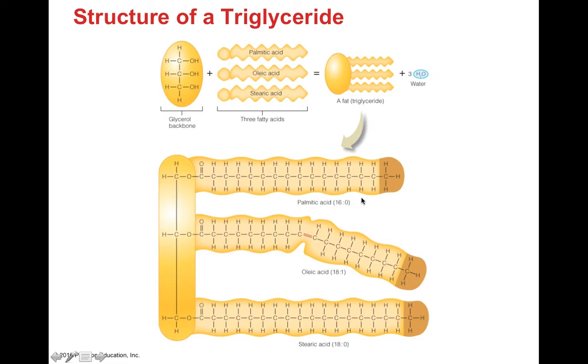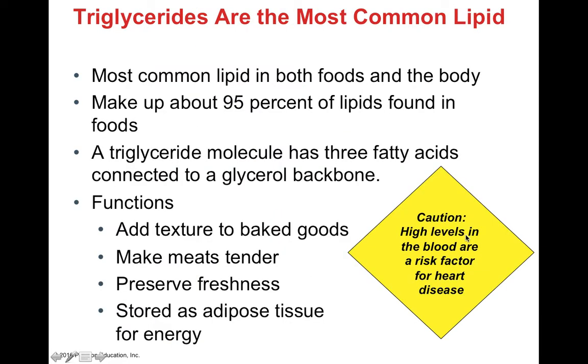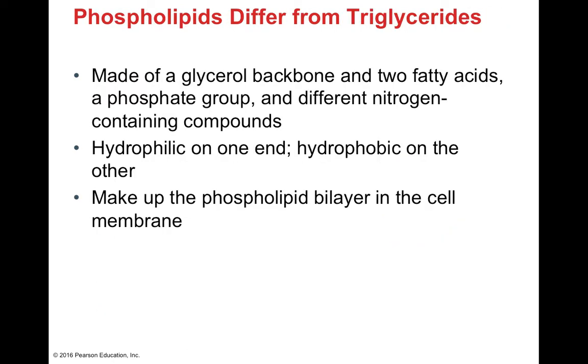Here we have palmitic acid. This is going to be entirely saturated. This is a mono-unsaturated, the oleic acid, and again, a saturated one for stearic acid. That's an example of a triglyceride. Now, triglycerides are the most common lipid found in the body. It's about 95% of the lipids that we eat in our foods. Again, it has 3 fatty acids and a glycerol backbone. And we have these in our foods for several reasons. One, it adds texture to our baked goods. It also is going to help make our meats feel tender, help us preserve freshness. And in our bodies, it's going to be stored as adipose tissue, which we can utilize as an energy resource or an energy storage.